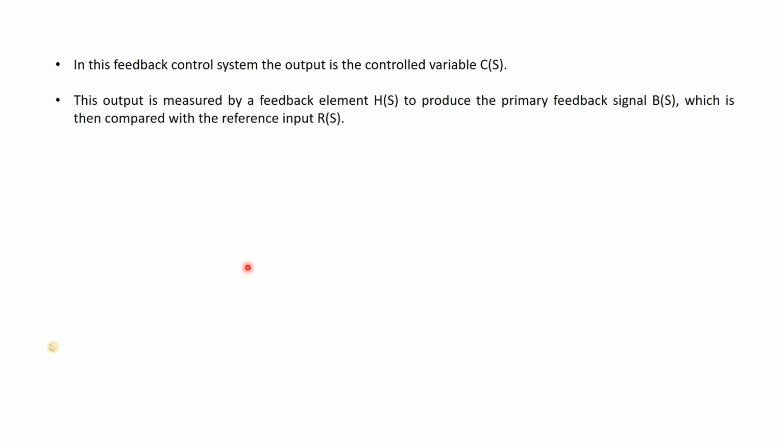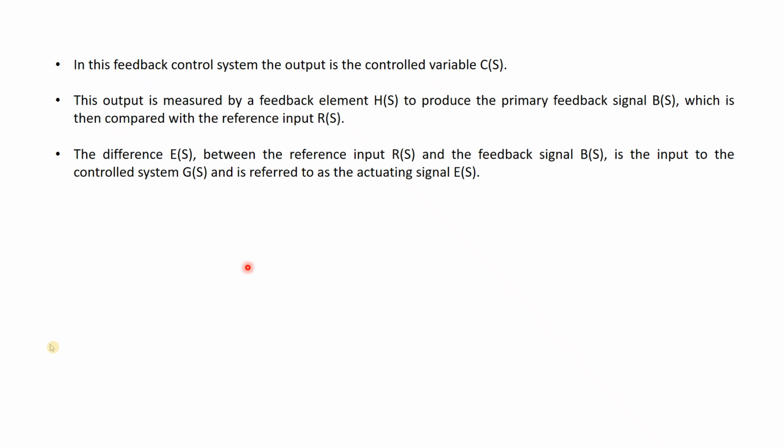Okay. So in this feedback control system, the output is the controlled variable Cs. This output is measured by a feedback element Hs. So obviously it is a measurement unit Hs to produce the primary feedback signal. As you have told, it will convert it into an equivalent signal, whether in millivolt or milliampere, which is compared with respect to the reference input Rs at the summation point. So Rs minus Bs will give you the error signal Es.